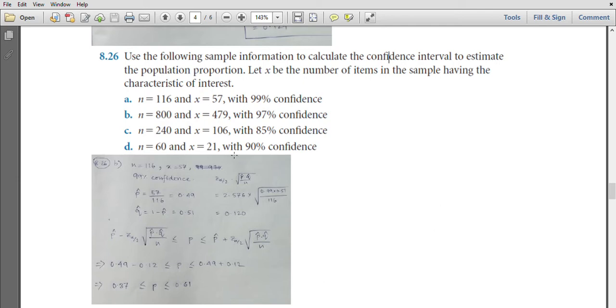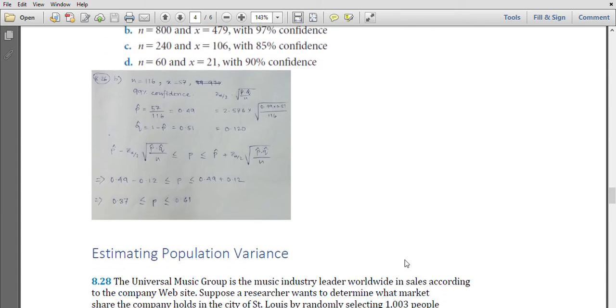Now we already have 99% confidence. We can directly impute the Z value, and the rest of the things are the same as before. This is the confidence interval formula. We can just impute all the values and bam, we have the final results. Now let's look at the next problem.